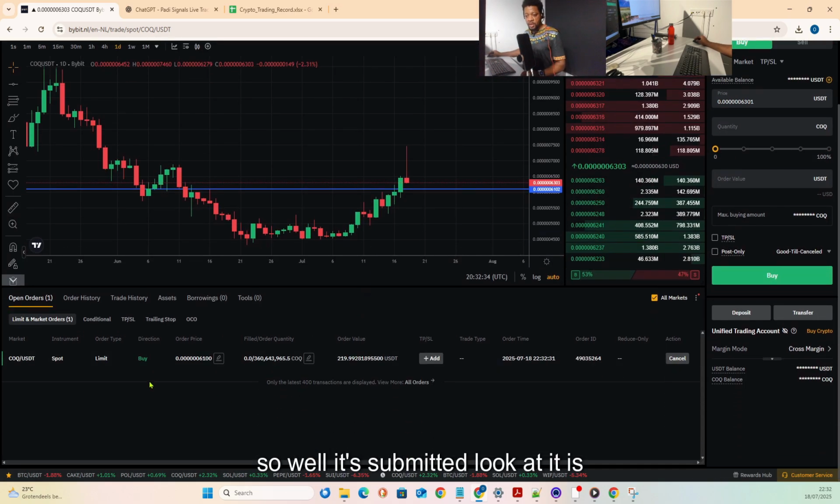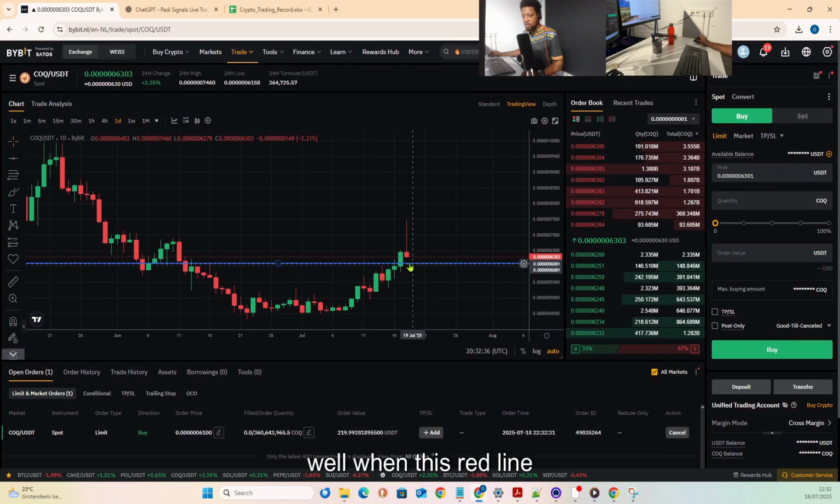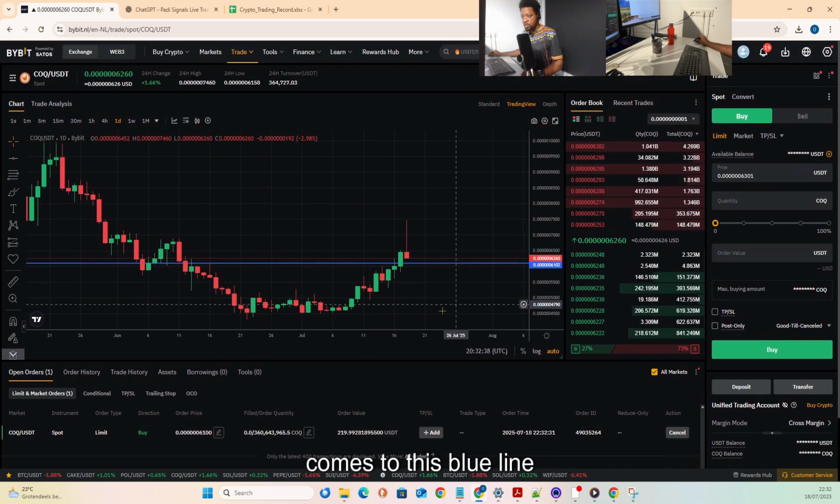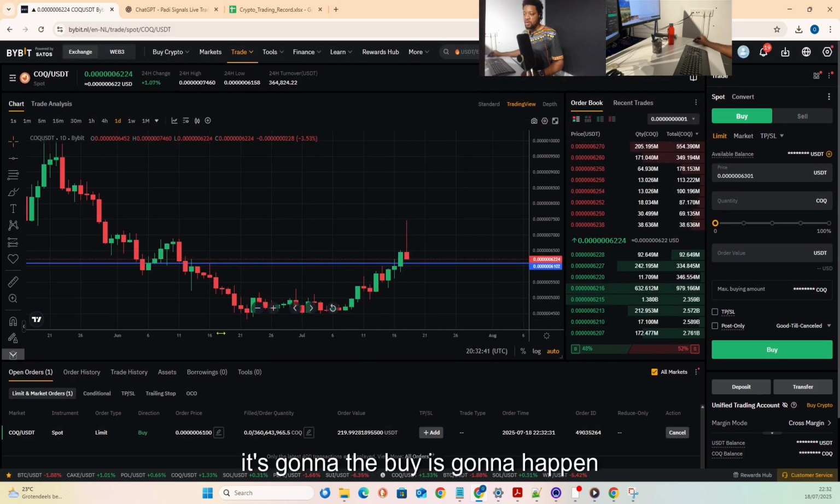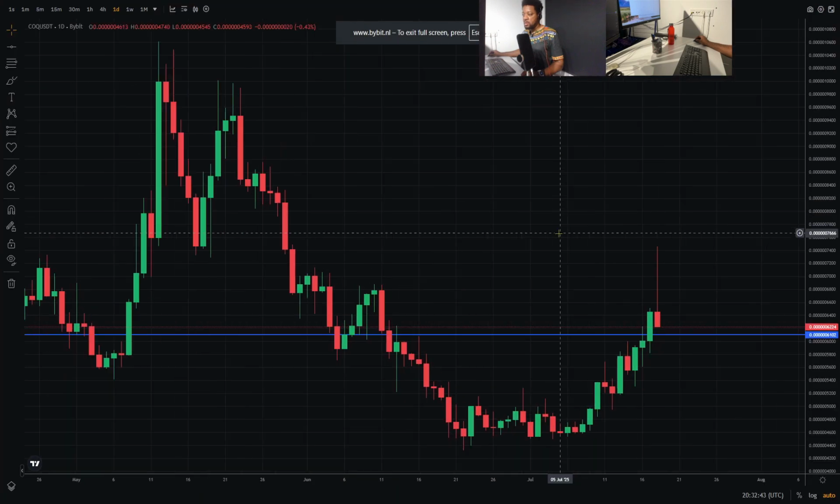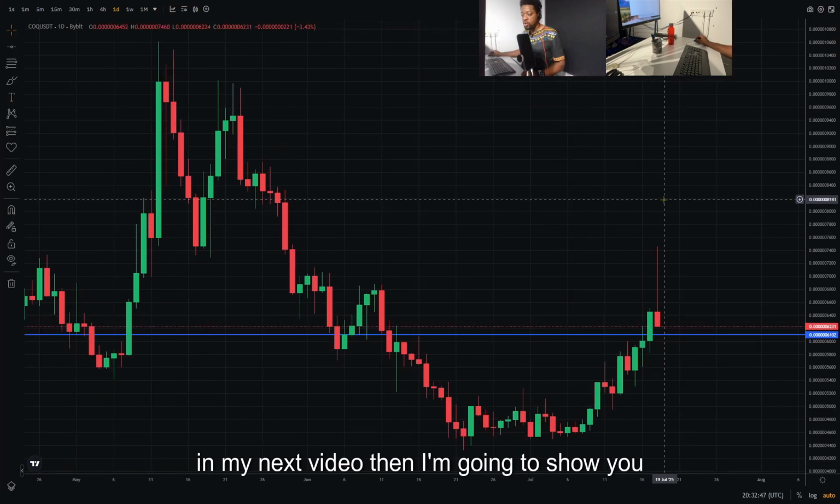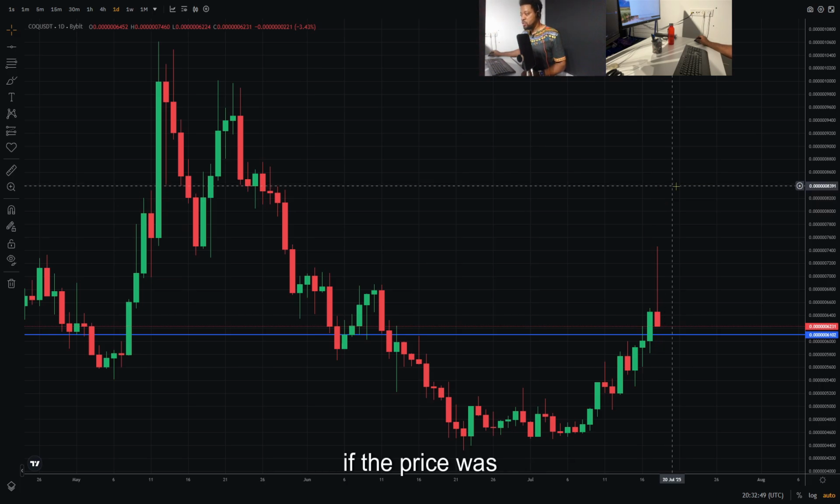Well, it's submitted. Look at it. It's showing here. When this red line comes to this blue line, then the buy is going to happen. I just have to see, and in my next video I'm going to show you what happened with this trade, whether the price was hit or not.